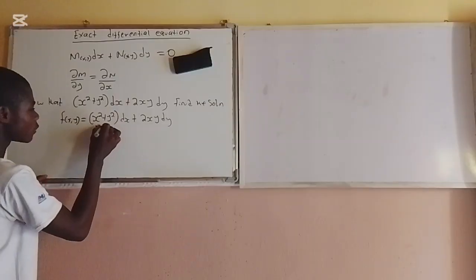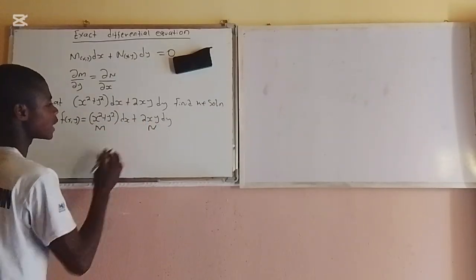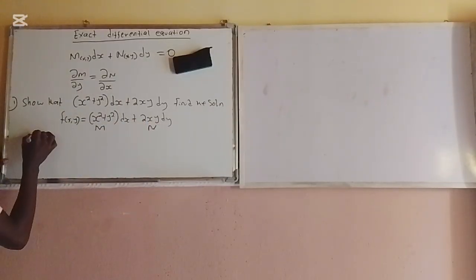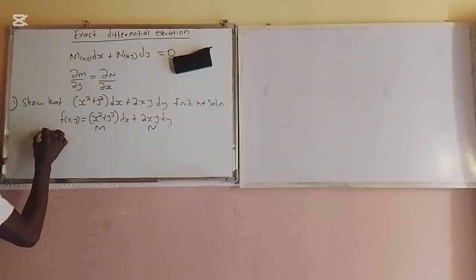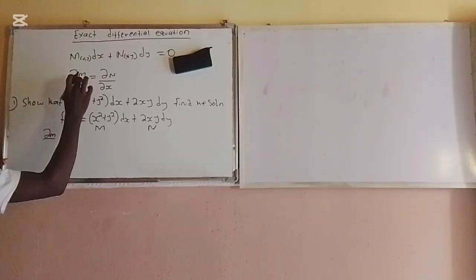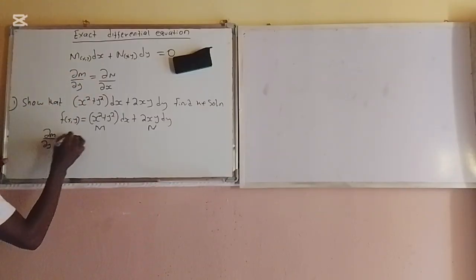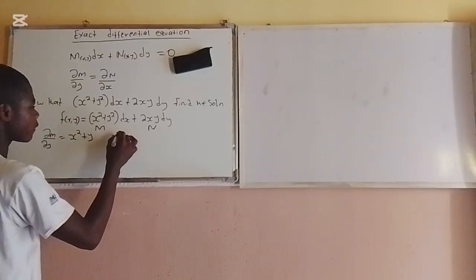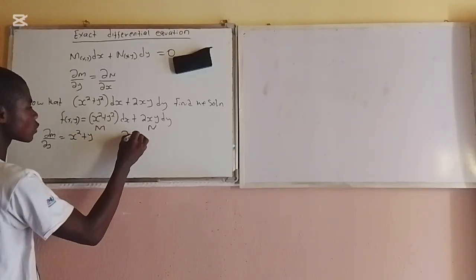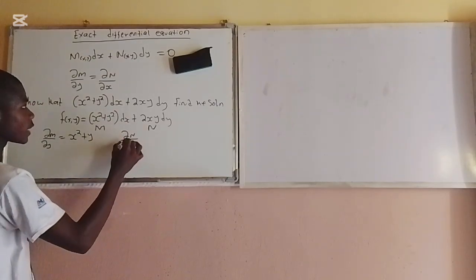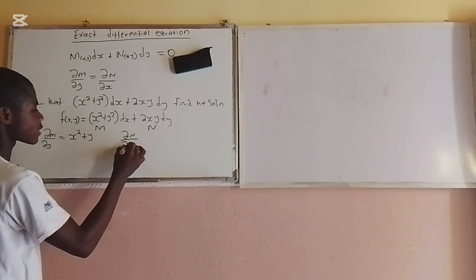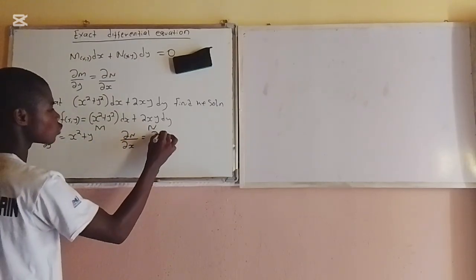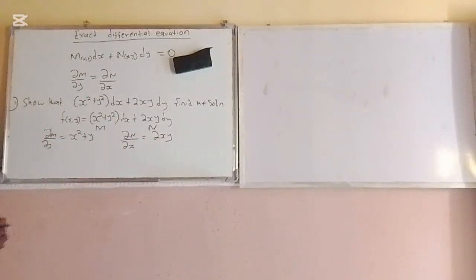I have to let this be M, and I have to let this be N. So therefore, M, this is the same thing as saying the partial derivative of M with respect to y, and the partial derivative of N with respect to x. Here M is x squared plus y squared, and N is 2xy.